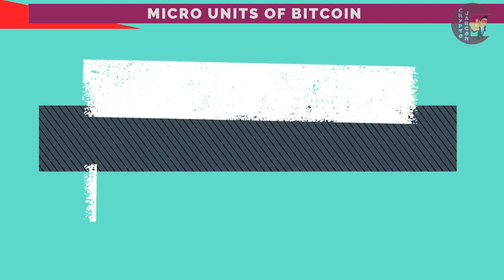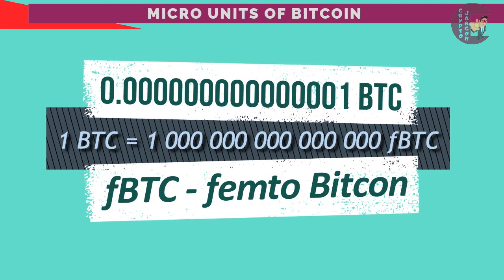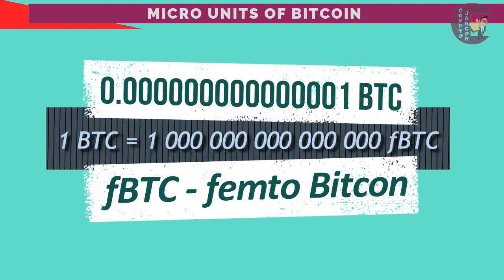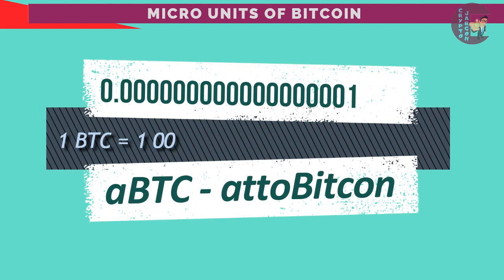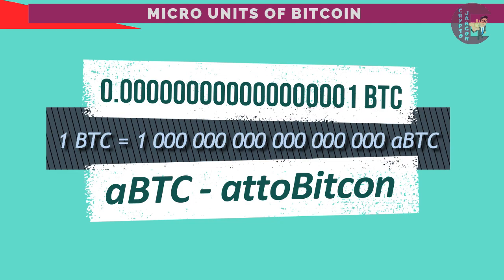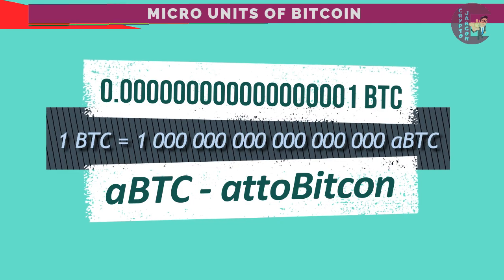There's also femto Bitcoin. This is a quadrillionth of a Bitcoin. And lastly, we have atto Bitcoin, where you need a quintillion of these to make one Bitcoin. Not that I expect anyone to really have a practical case for this outside of science or mathematics. Now, onto the more useful micro units of Bitcoin.